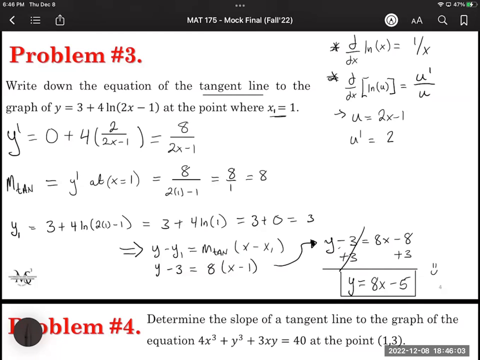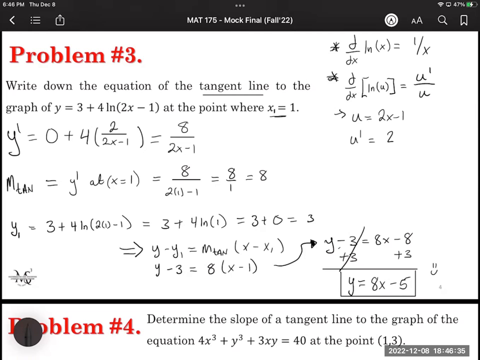ln 1 is the same thing as log base e of 1, right? Yes. Log base e of 1, right? Mm-hmm. Which e to the 1 is 0. Well, e to the 0 is 1. Yeah, there you go. That's true.